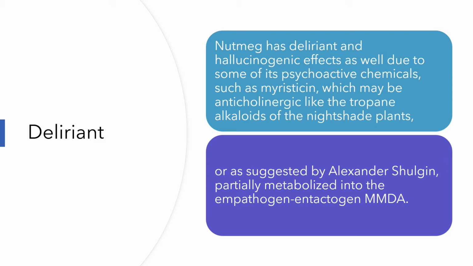Nutmeg, a common food product, can be hallucinogenic and deliriant due to some of the psychoactive chemicals such as myristicin, which may be anticholinergic. So there are a number of these, they affect these NMDA receptors. And another one is this entactogen, which is MDMA. This is ecstasy.